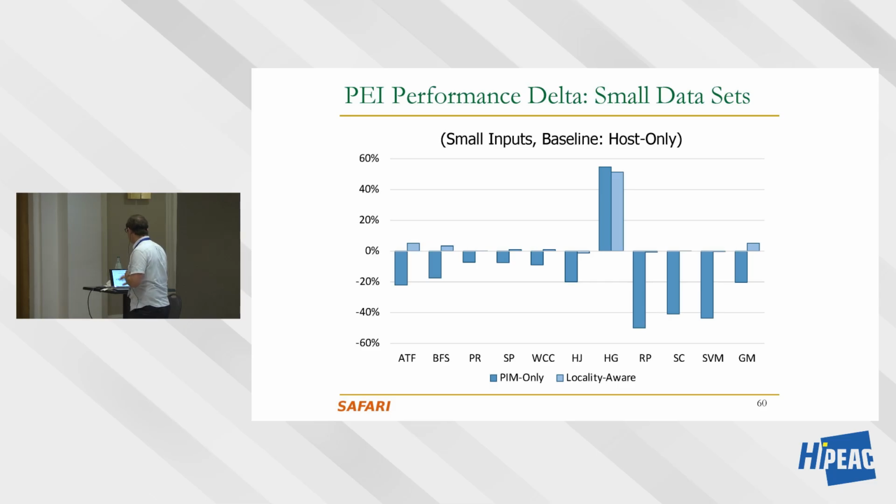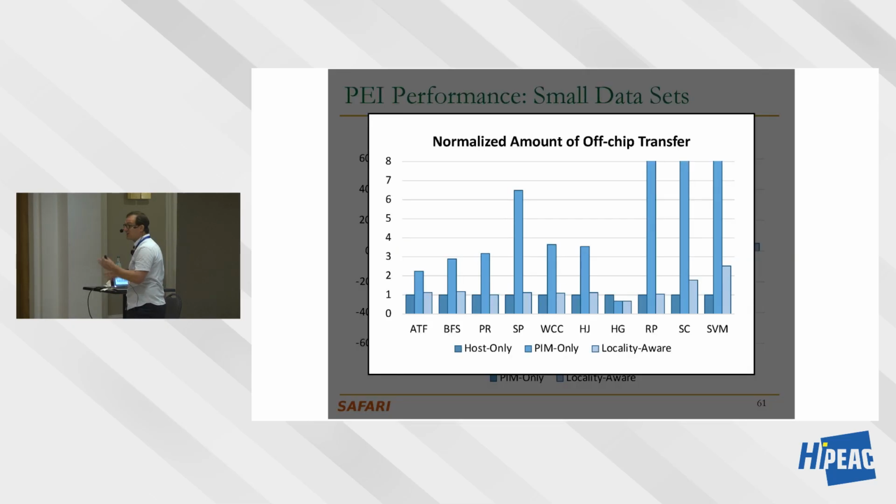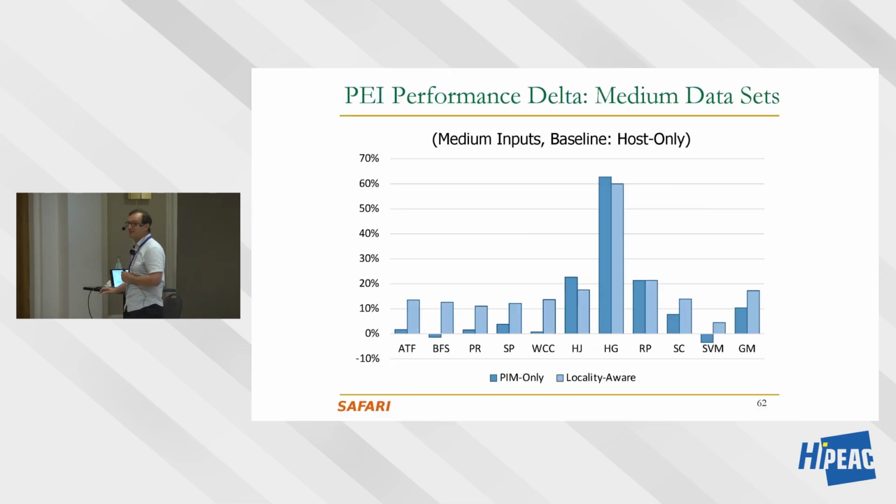But if you're locality aware using our heuristics, you gain a little bit of performance in some cases and lose very little. That's good. So our decision mechanism is working, basically. The difficult part is really the medium data sets. In medium data sets, sometimes you should execute on the processor's memory side, sometimes you should execute on the processor side, and you need to make the decision accurately, and we kind of do an okay job, as you can see over here. This is the locality aware one, and the blue bars are the PIM only one. So we are better in most cases than PIM only.